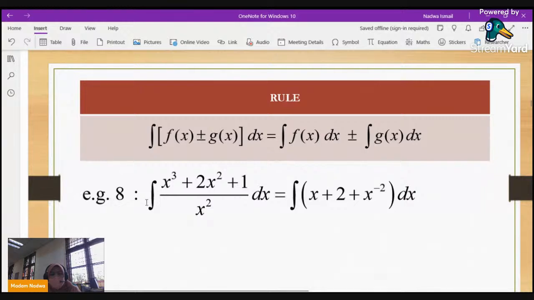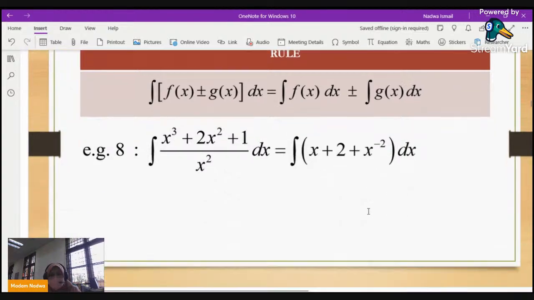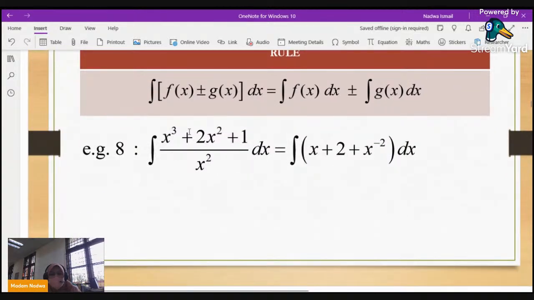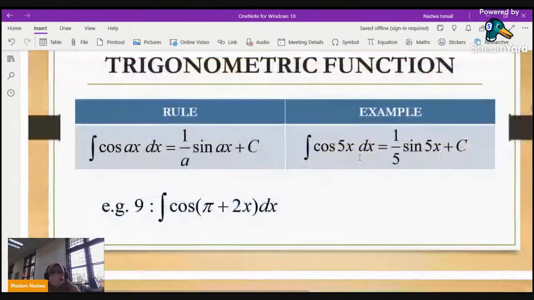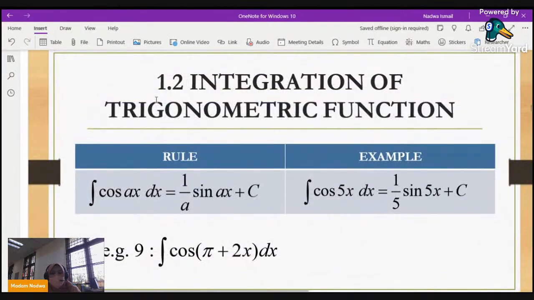The example 8, this one we can simplify the function first before we integrate. Same as when we do differentiation first. As long as we can simplify, we simplify it. Alright, so this is 1.2, integration of trigonometric function.